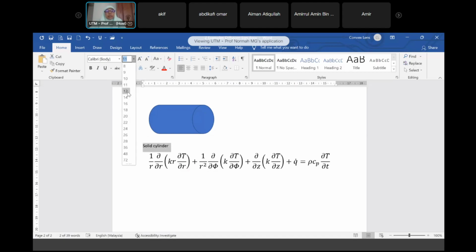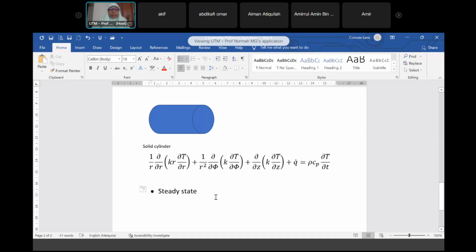Okay, so listen carefully. Solid cylinder. Steady state. Most of the applications, most of the heat transfer problems we have are in steady state for now. Later we look into transient. In the beginning, you assume what are the assumptions? We have to assume here steady state. Yes. Transient. What else?